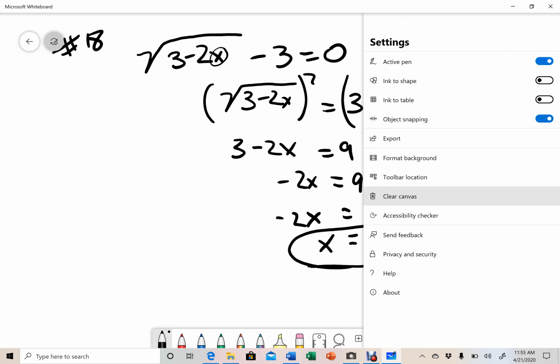Excuse me, let me clear this out. Okay, we're dealing with number 19. Put this up here. Number 19 is a quadratic equation, and we're going to solve this by factoring.